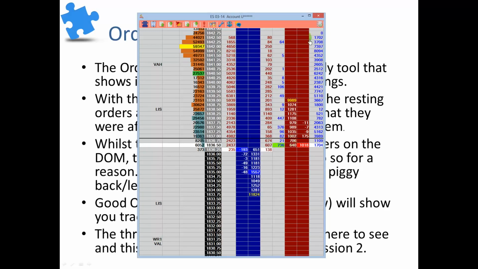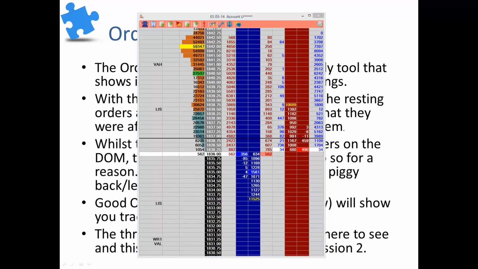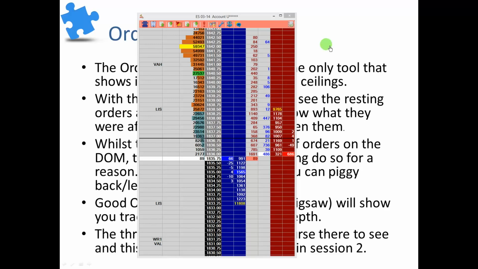In fact, what many people will do is switch off a lot of the columns. The mistake when you're using the DOM is to try and use everything at the same time. It's not about being able to process hundreds of numbers all at one time.